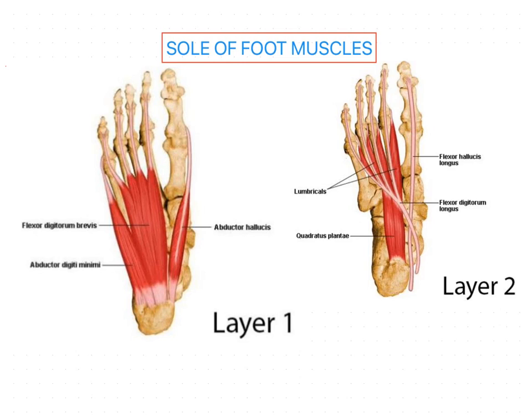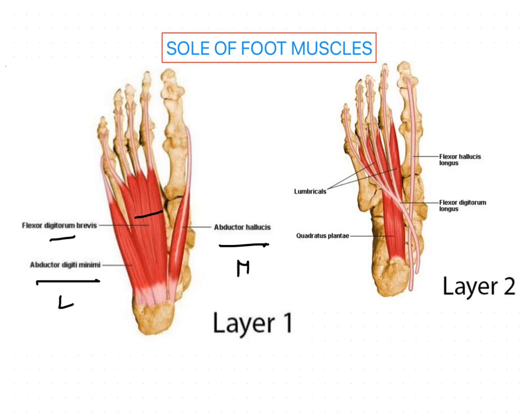One is the abductor hallucis, which is present on the medial aspect, and abductor digiti minimi on the lateral side. So medial is abductor hallucis and lateral is abductor digiti minimi. In the middle we can find the flexor digitorum brevis muscle. So what are the 3 muscles present in layer 1? Abductor hallucis, abductor digiti minimi and flexor digitorum brevis.